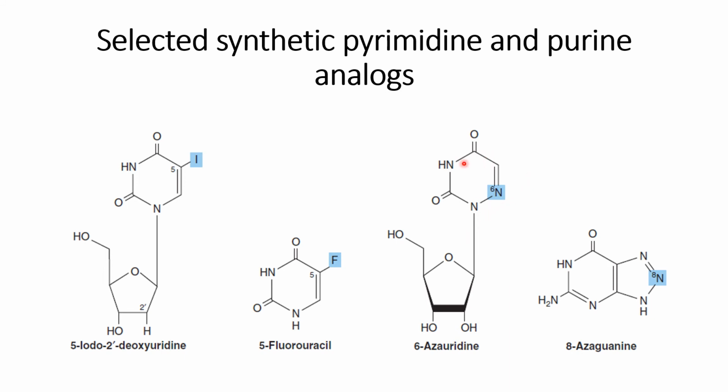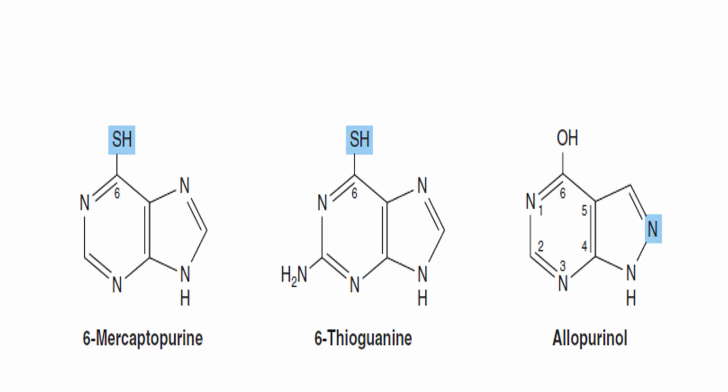This one is the uridine, and there is a nitrogen-to-nitrogen bond at the sixth position, and addition of the nitrogen at this position. And 8-azaguanine, at the eighth position, again there is an addition of nitrogen.